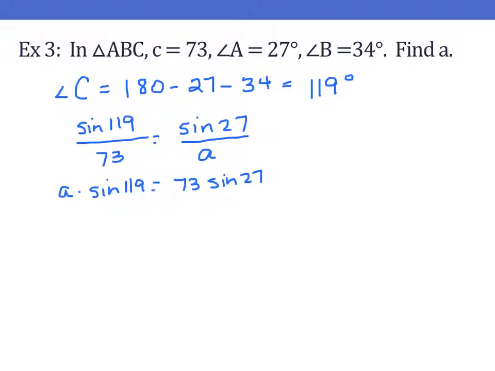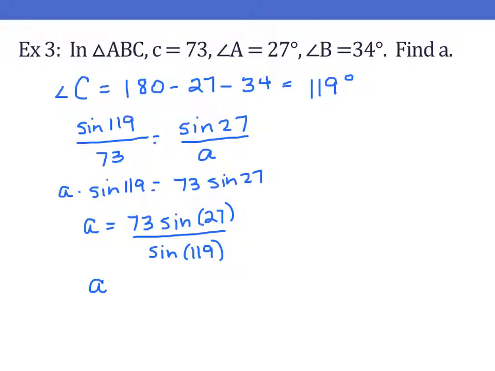And then I'm going to divide both sides by sine 119. So 73 times sine 27, I'm going to put the parentheses for calculator purposes on here, divided by sine 119. And the result that we get here is my side A is 37.9.